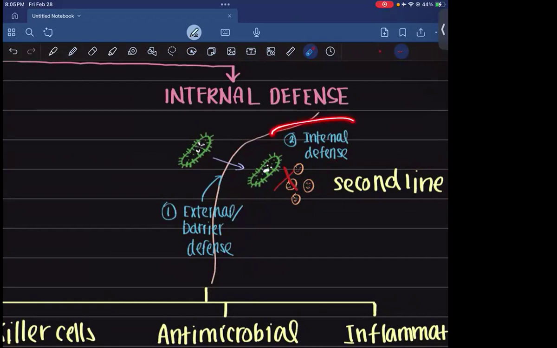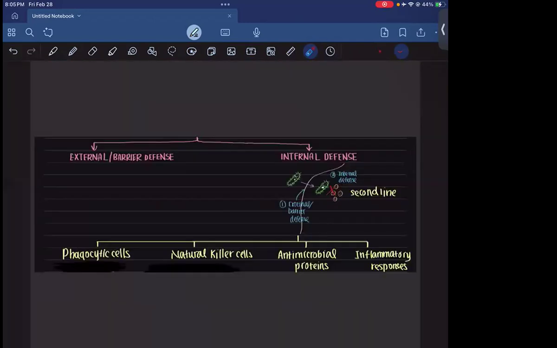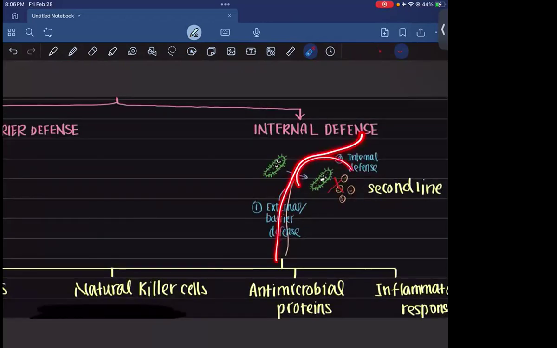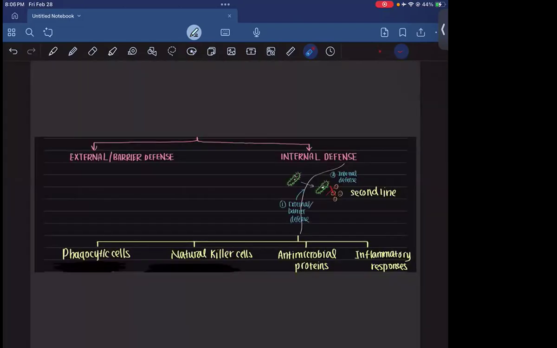So there is something called internal defense. If the bacteria surpasses these external or barrier defenses, it will come across this internal defense in the innate immunity. This is known as the second line of defense. So this second line of immunity is present internally. This was the external barrier. Now it has come inside your body, and now it is going to face the second line of defense. Here there are four types of internal defense mechanisms.